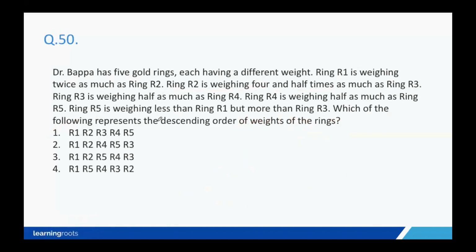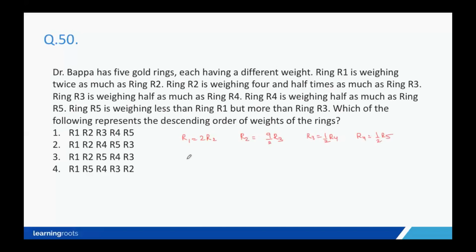Coming to question number 50, okay, R1. So let's write this down as per the conditions. Dr. Bappa has 5 gold rings, each having a different weight. R1 is weighing twice as much as R2. R2 is weighing 4.5, so I'll write this as 9/2 times R3. R3 is weighing half of R4, and R4 is weighing half of R5.